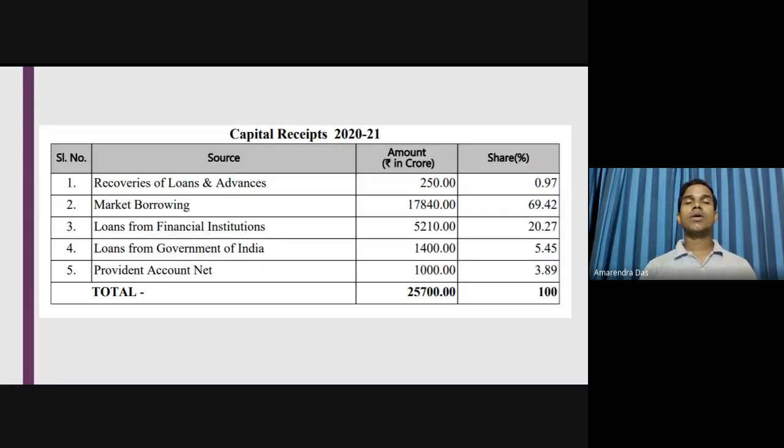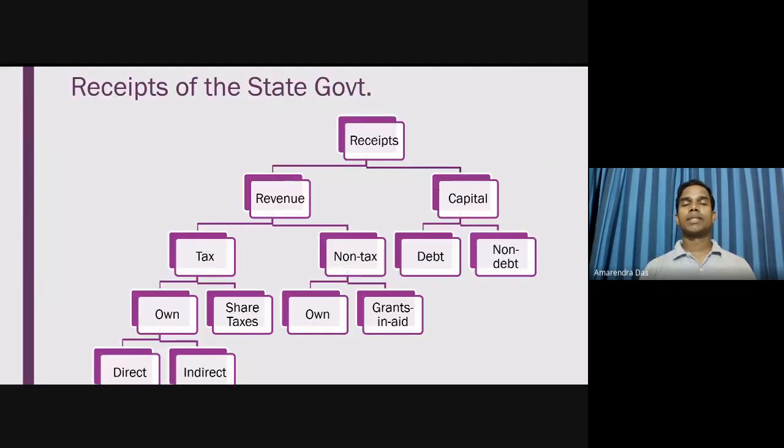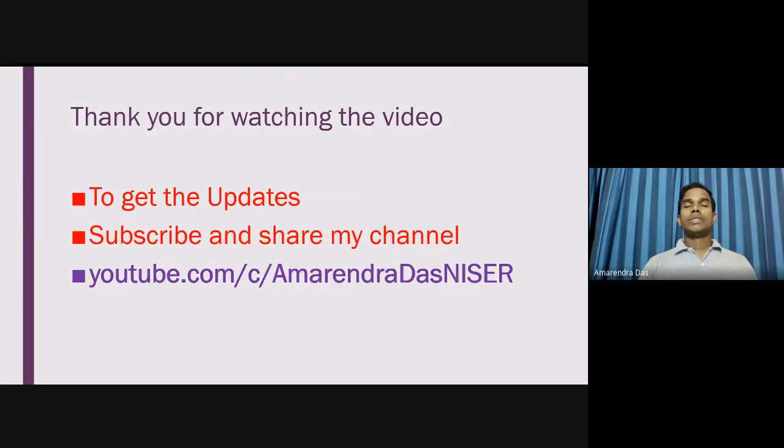And so this is all about the sources of receipts of the state government. Again, I repeat that it includes the revenue receipts and capital receipts. Within revenue, we have tax and we have non-tax revenue. Within tax, we have own revenue, we have shared taxes. Within non-tax revenue, we have own revenue and we have grants in aid. And within own taxes, we have direct tax and indirect taxes. Within capital receipts, we have debt capital and non-debt capital receipts. So with this, we conclude the discussion on the receipts of the state government.